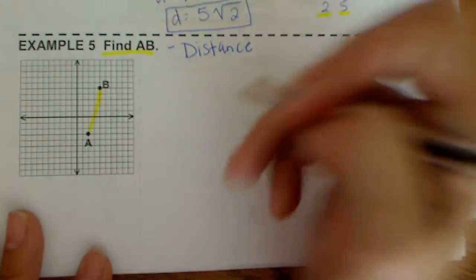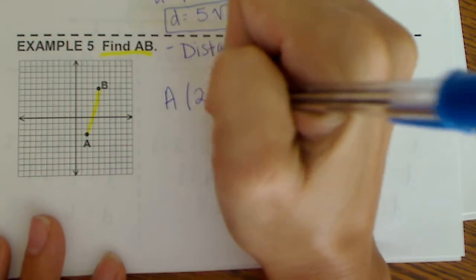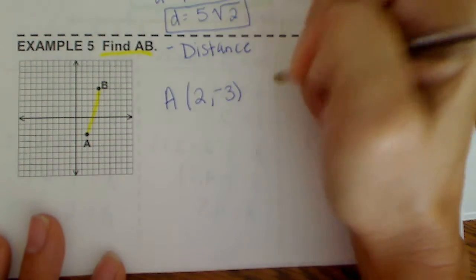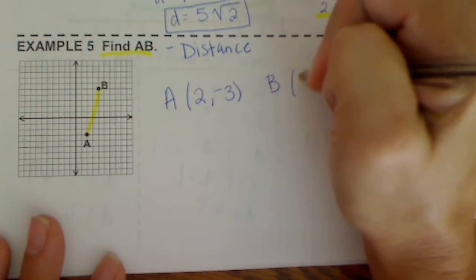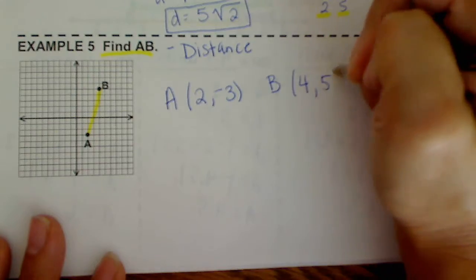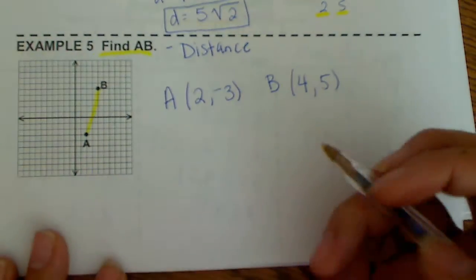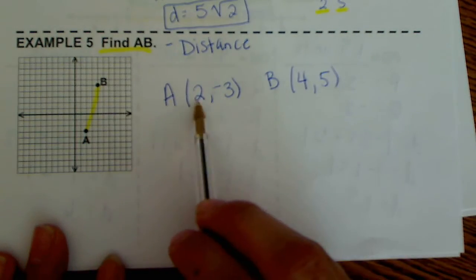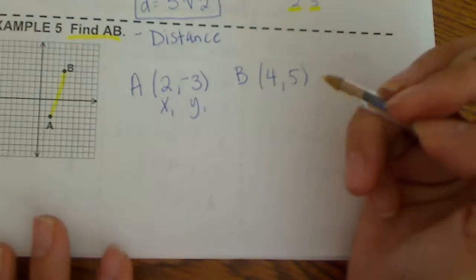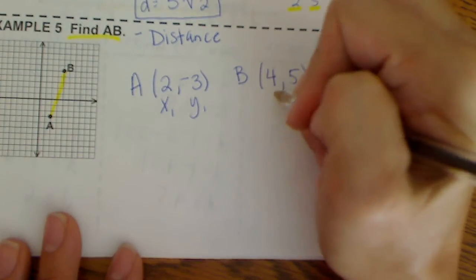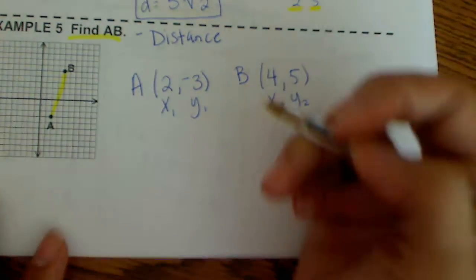Okay, where is A located? A is located where? 2, negative 3. And B is located where? 4, comma, positive 5, right? 1, 2, 3, 4, 5. Does that look right to y'all? Okay, so there's my points. What am I going to put underneath them? X1 and Y1, because that's my first point. And then I've got X2, Y2. Perfect, good job. And then you just put it in your formula.